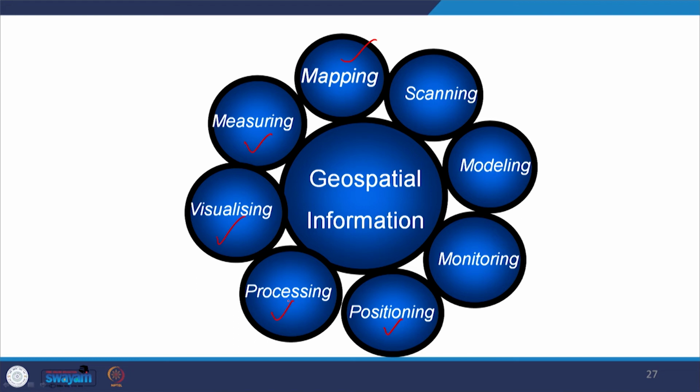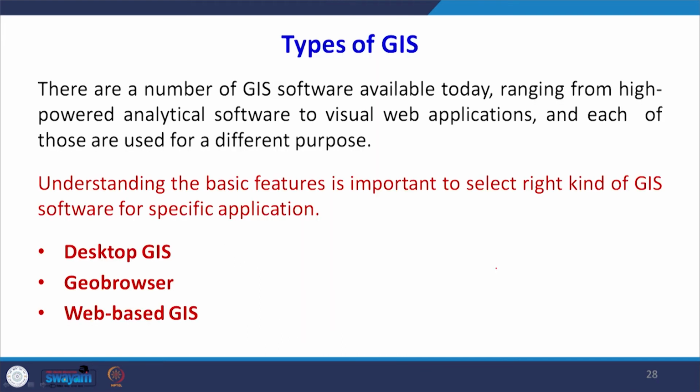You can process this information, you can carry out the modeling, different models can be used to integrate the data together and get the output. For example, you can carry out, let us say, the runoff modeling from the rainfall data. You can carry out the scanning so that the paper maps could be converted into digital environment, and finally the monitoring of the area. So there are a large number of activities one can carry out once the information is available in digital form. Now there are three types of GIS which are used.